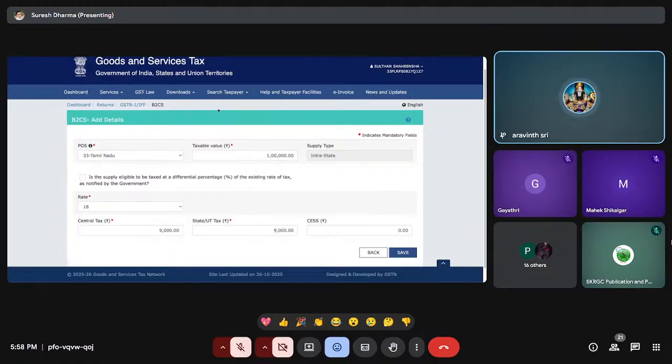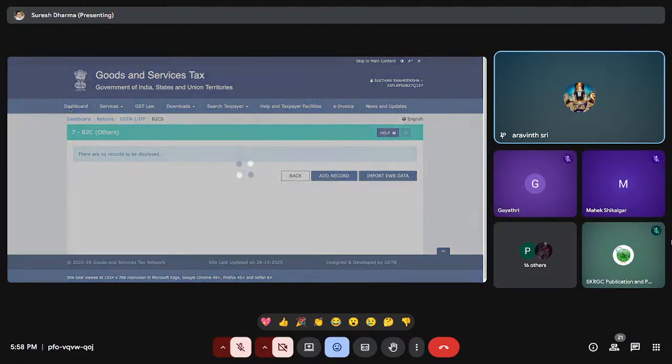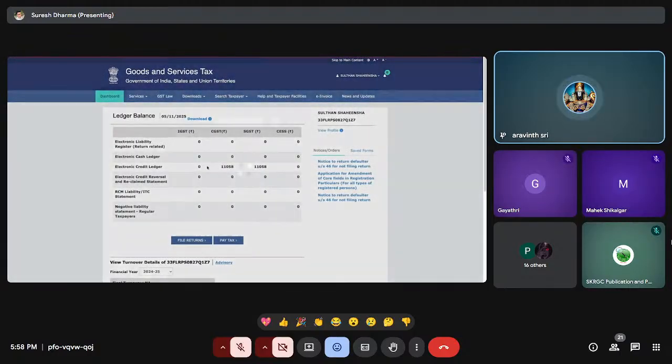Please note that here 9,000 is my GST rate. I must pay this 18,000 to the government. Okay, I must pay 18,000 to the government. Here I have 11,058 as central CGST, as state CGST, as ITC.